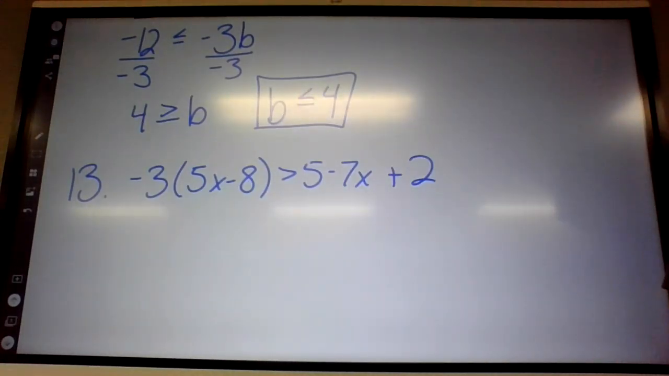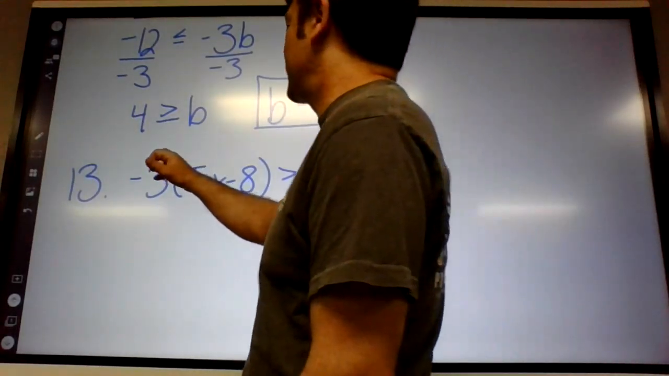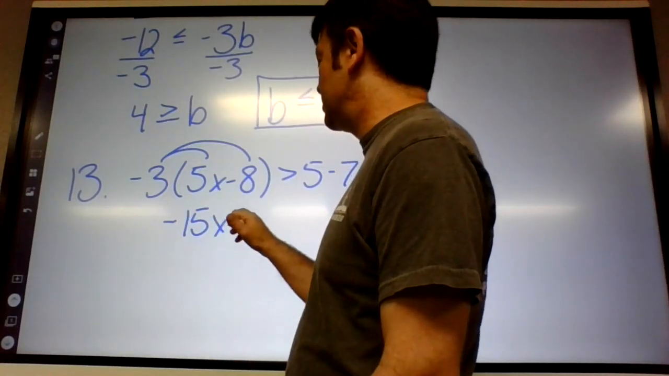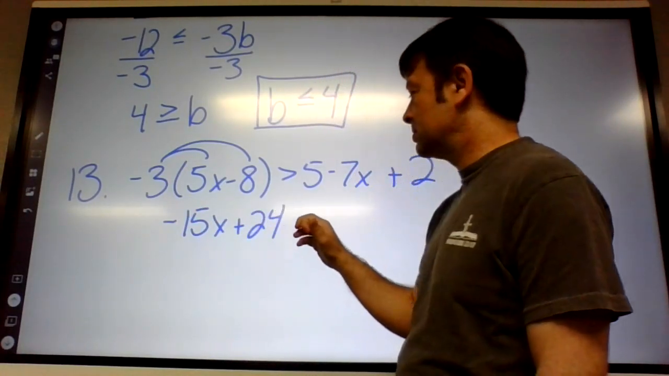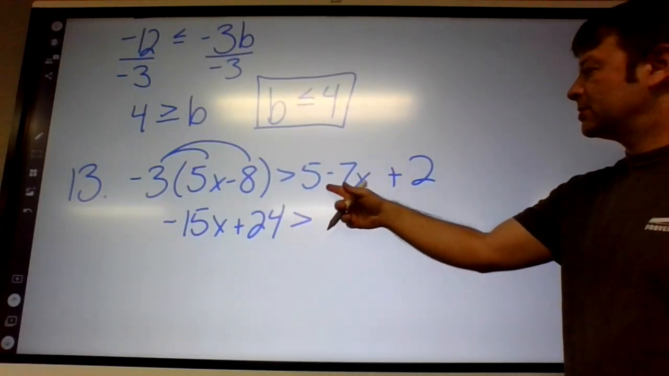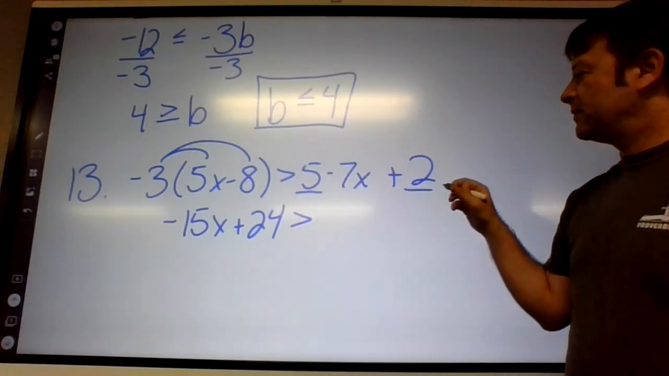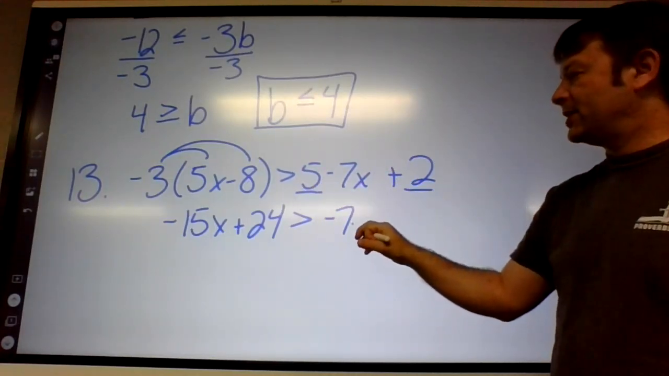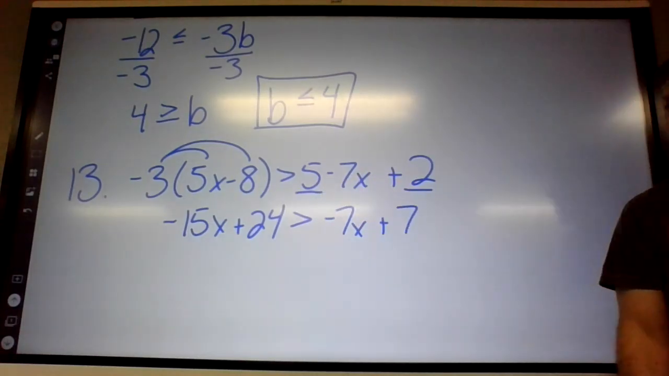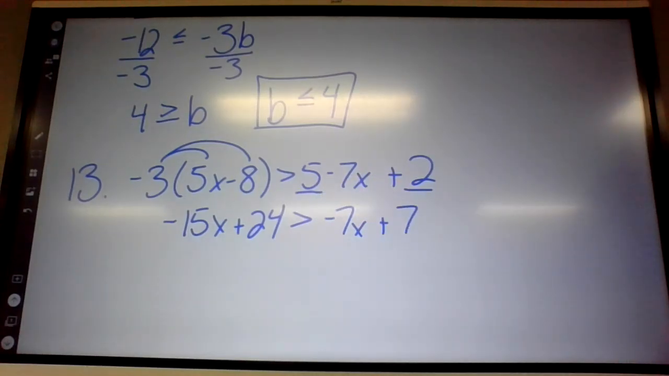Distributive property, yeah, this one's kind of a mess. So distribute the -3. What can we do on the right side over here? Add 5 plus 2. So -7x will stay. 5 plus 2 is 7.